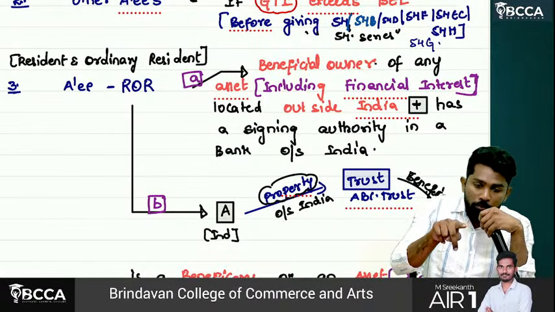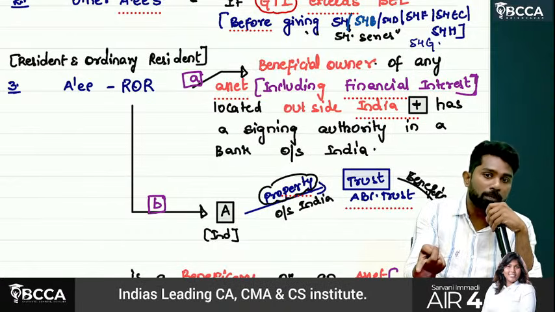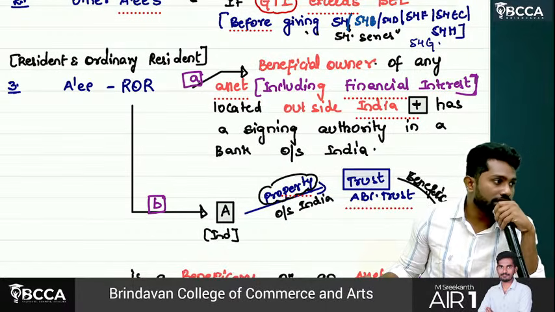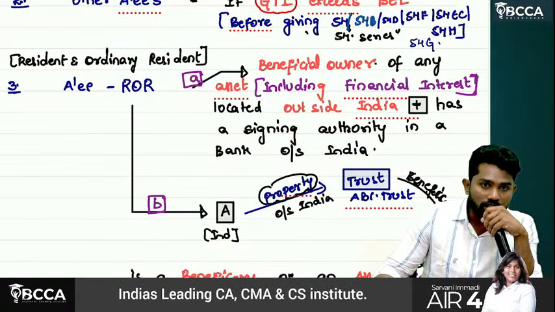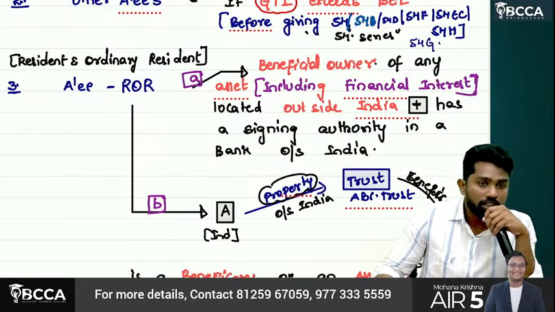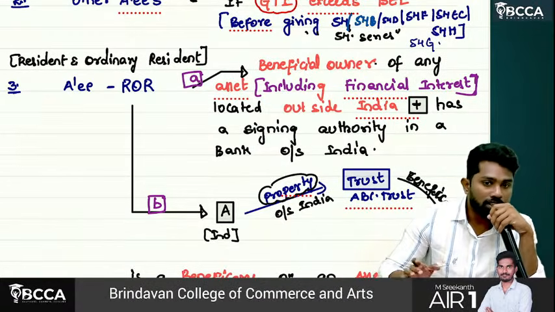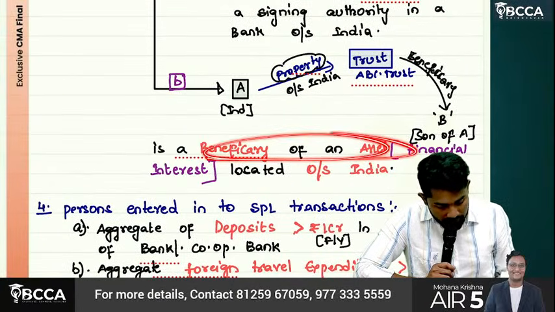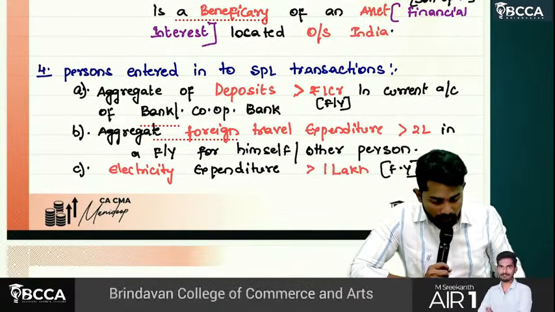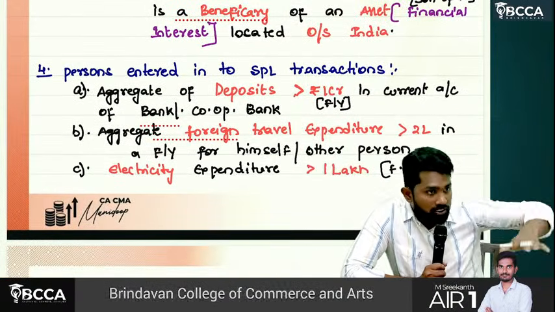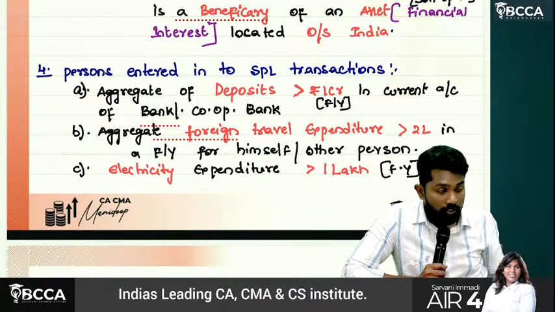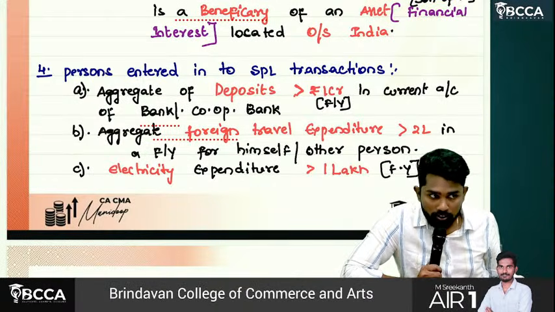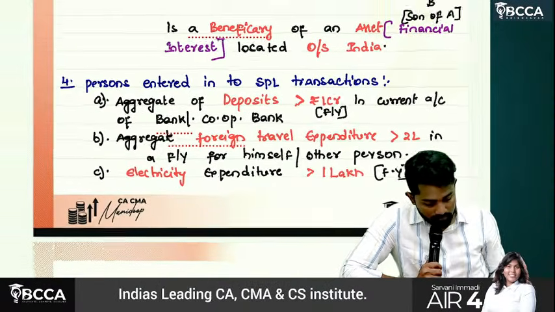Understand, sir? If you are a beneficial owner of any property located outside India plus signing authority, or if you are a beneficiary of any asset located outside India and you are resident and ordinarily resident, then you have to file return of income, even though your total income is within the basic exemption limit. Then, fourth case, sir. First three cases not applicable. Then these things: if you have entered into these special transactions, then also you are required to file return of income.